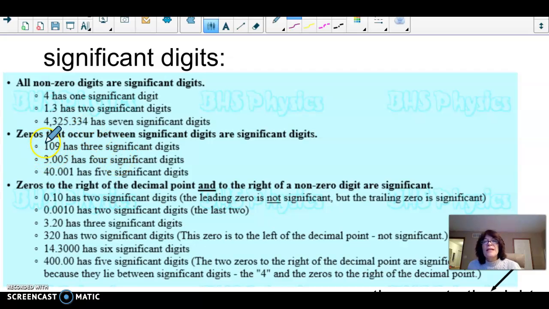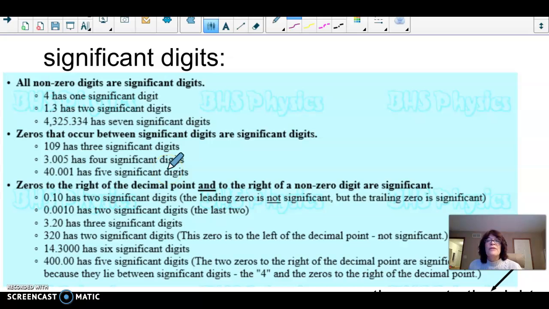Zeros between significant digits are significant. So this is 3 significant digits. This has 4. This has 5 because the zeros are in between significant digits. Okay. Zeros to the right of the decimal point and to the right of a non-zero digit are significant.